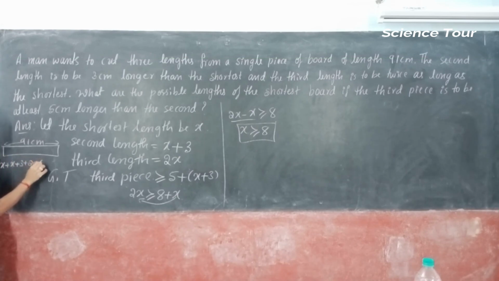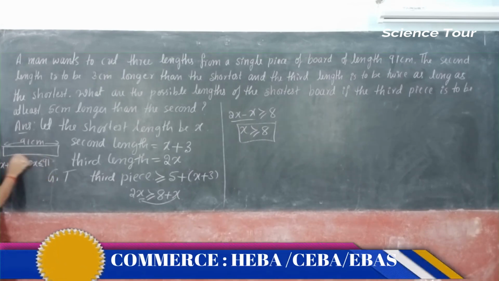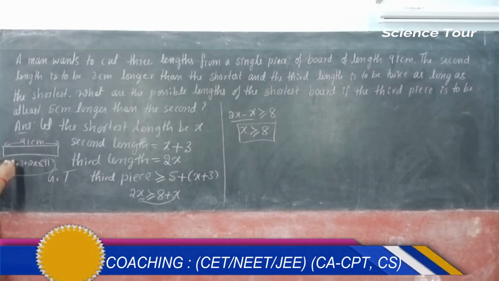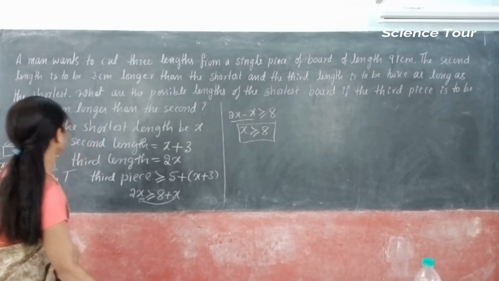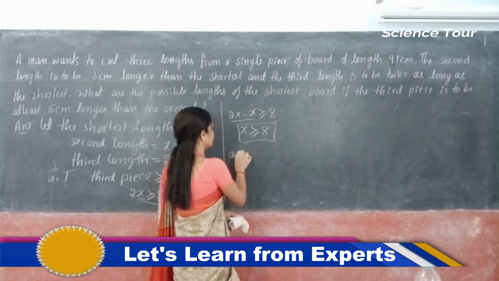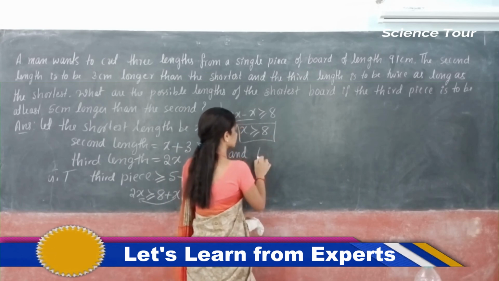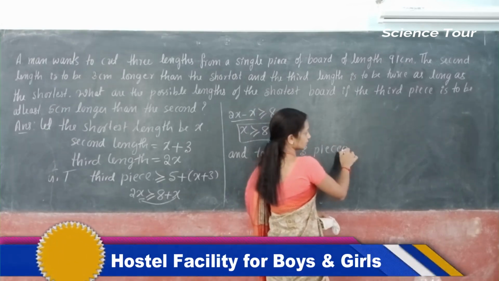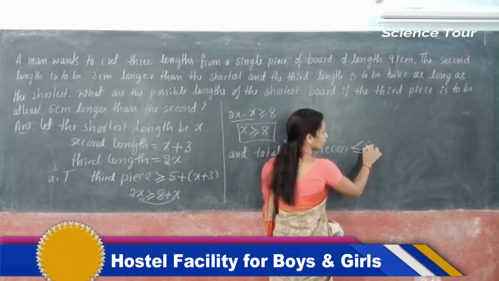Should not exceed 91 centimeter means you have to use which symbol? Less than or equal to. Less than 91 you can use, or exactly equal to 91 you can use, but more than 91 you cannot use. Okay, so this is one more condition. That condition you cannot see in a sentence form, but that you have to grasp by reading the question. Okay, and total of 3 pieces should be how? That should be less than or equal to 91.